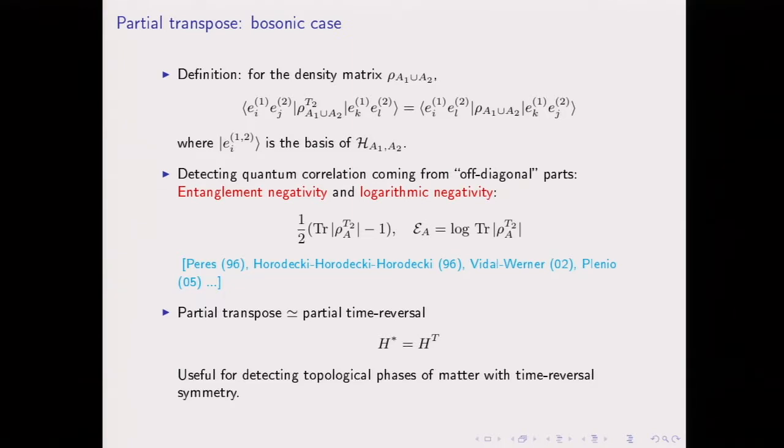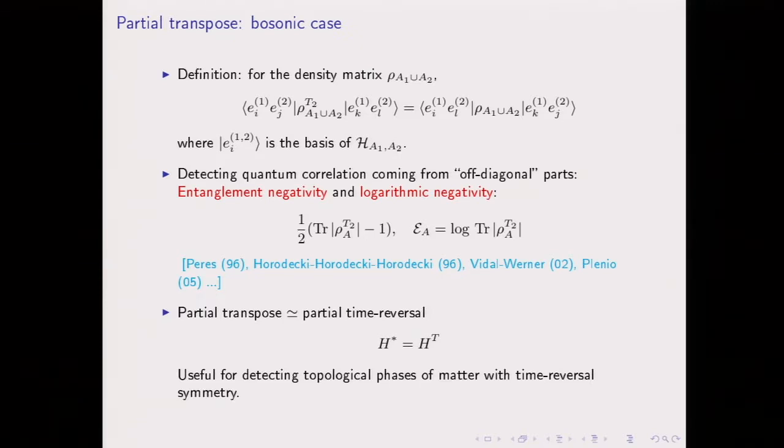Okay, so the question is why we are interested in doing this. By taking some examples, I will try to illustrate how this is useful. In particular, this operation is useful because you can detect some sort of quantum correlation or quantum entanglement. More explicitly, we can define a quantity which we call entanglement negativity, and a log version of it, and that's why it is useful.